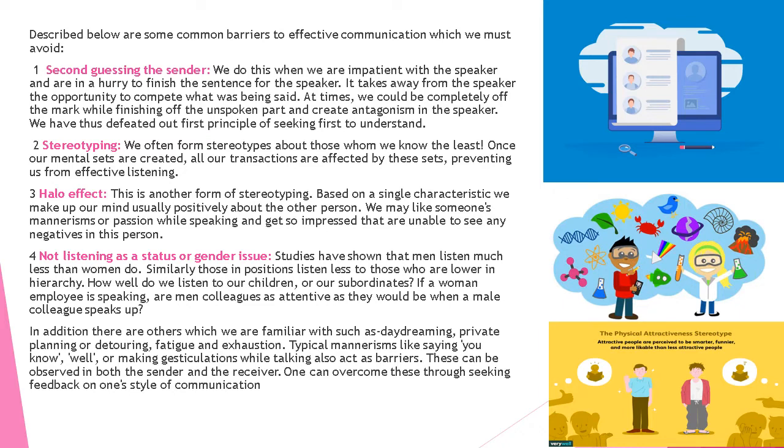In addition to this, some more barriers which we can avoid are daydreaming, private planning, detouring, fidgeting, and exhaustion. Typically, mannerisms show if we are continuously saying no, I know, well, or making some gesticulation while talking. These also act as a barrier, and they can be observed by others, and by the feedback we can avoid it.